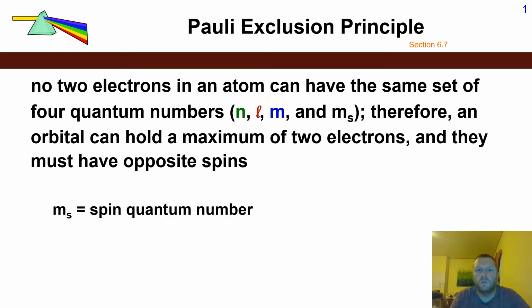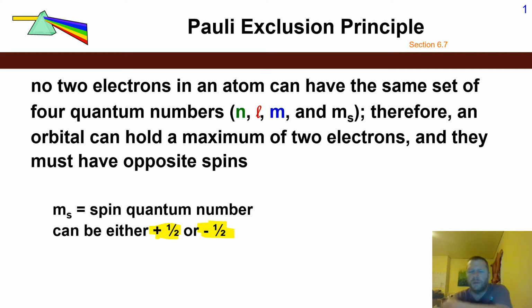The m sub s quantum number, the magnetic spin quantum number, can either have a value of plus 1/2 or minus 1/2. And once we get into electron configuration a little bit more, I'll go into that and describe those just a bit more. But what that means is basically every single electron within an atom has its own designation, has its own set of quantum numbers. That's a really important thing to keep in mind.